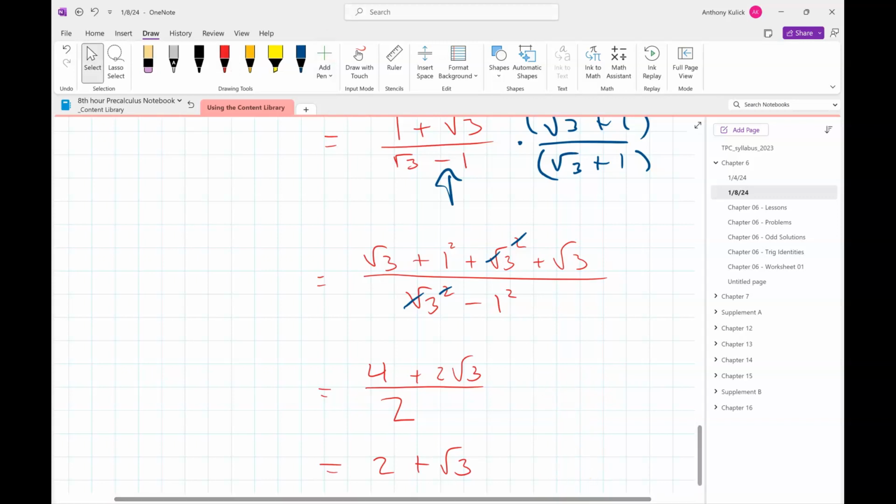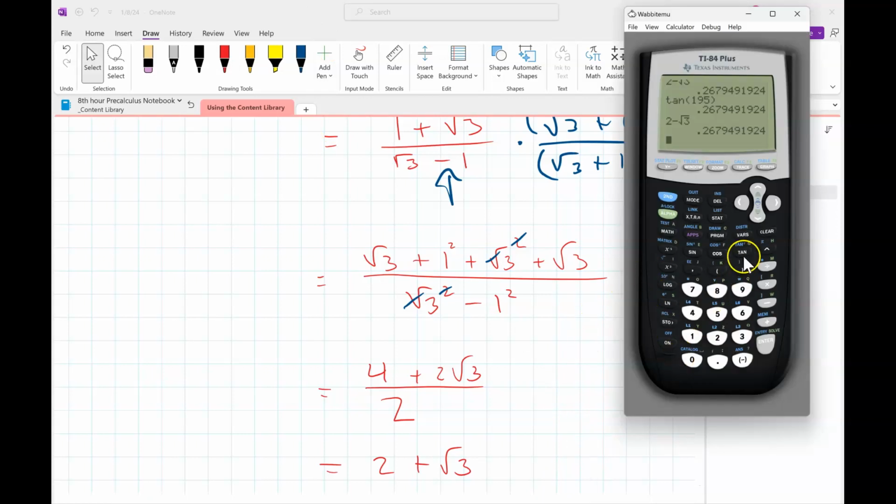And again, totally checkable, right? This was tangent of 75. So if I type that in, and then I look at 2 plus root 3, same thing. So I know I got it right.